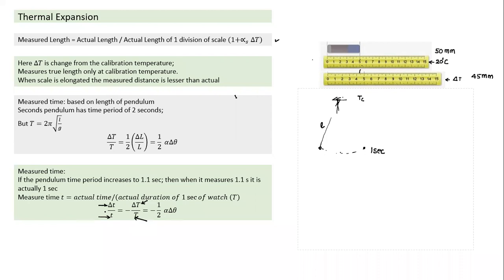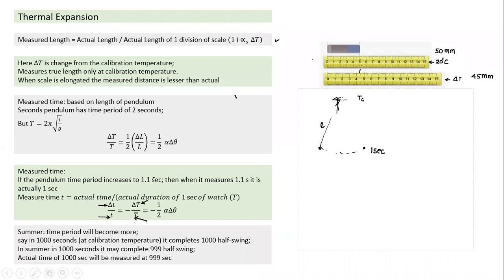So what is the fractional error in the time measured? The fractional error in time measured is equal to the negative of the fractional change in time period, because it comes in the denominator, and that is equal to minus 1 by 2 alpha delta theta. That's all we need to know in this case. Okay, so let's again get an intuitive feel.